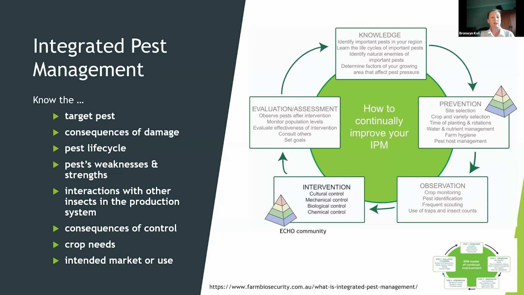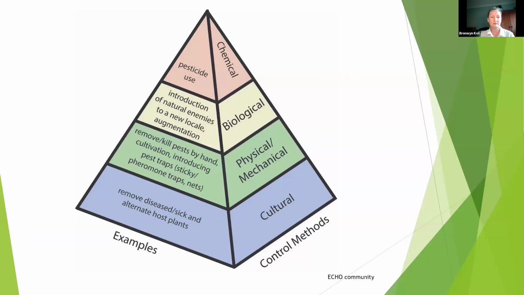Most importantly, we need to look at what our crop needs, and we also need to look at where our intended market is or use. So if you don't want to have chemicals in the fruit that you're about to eat, this IPM strategy for Queensland fruit fly is really the only way forward when Queensland fruit fly establishes in the Yarra Valley.